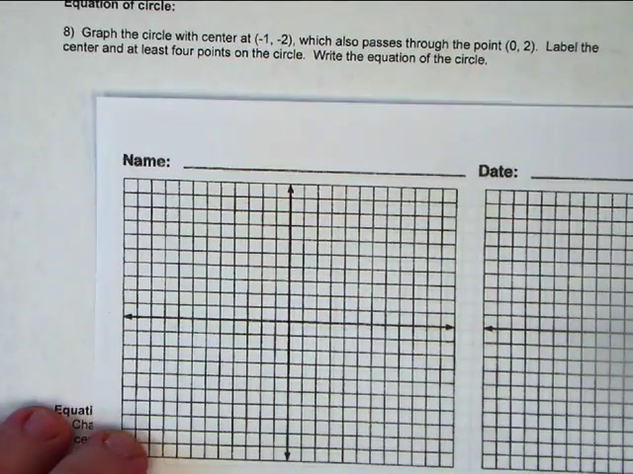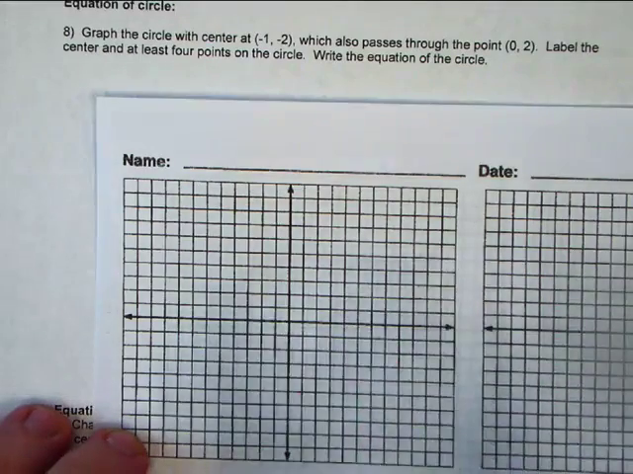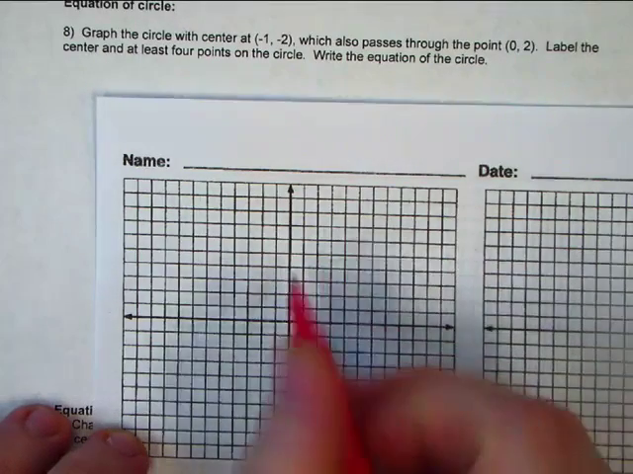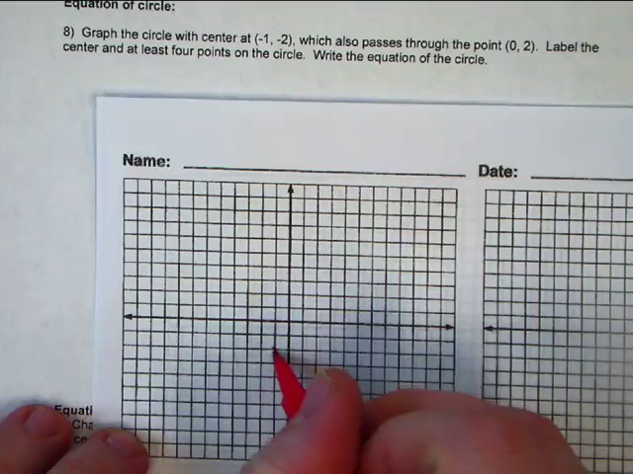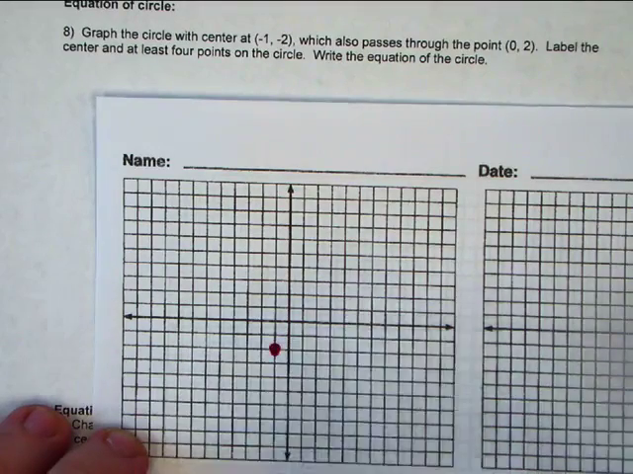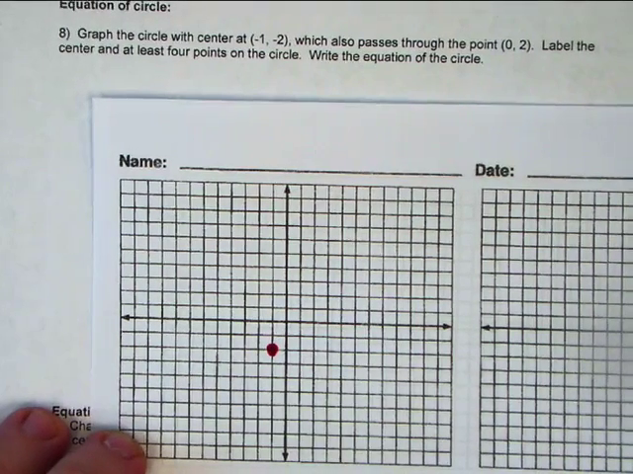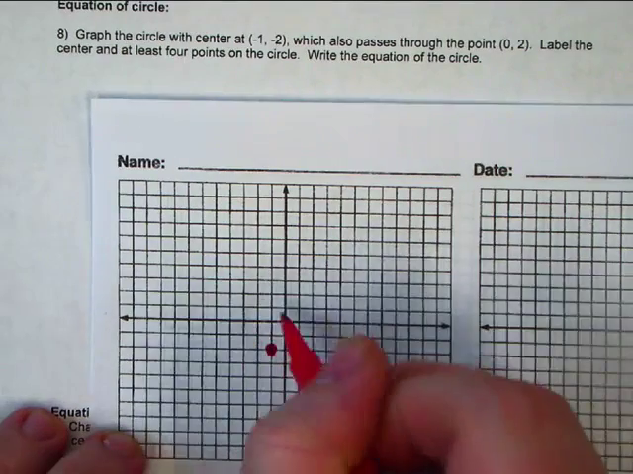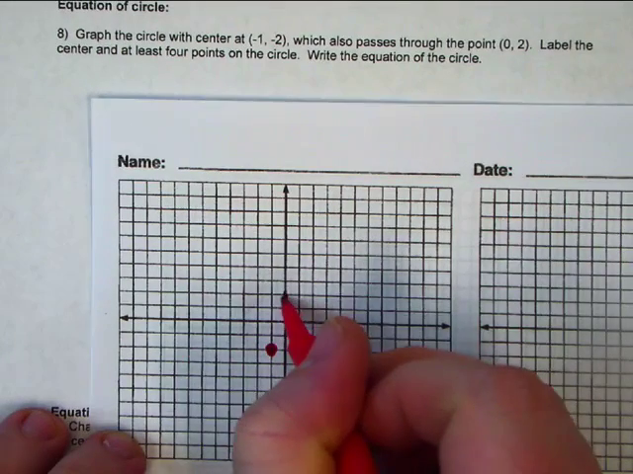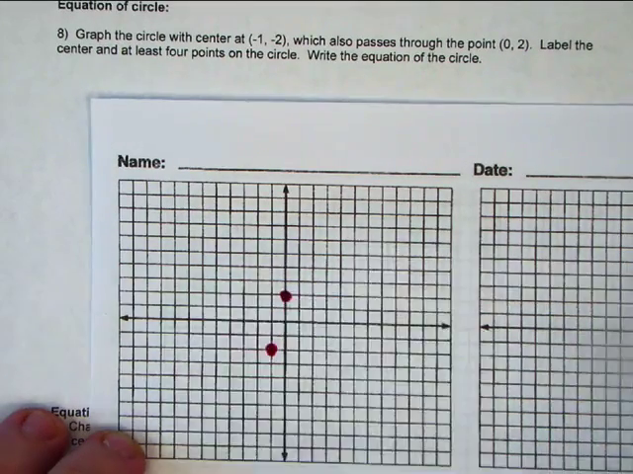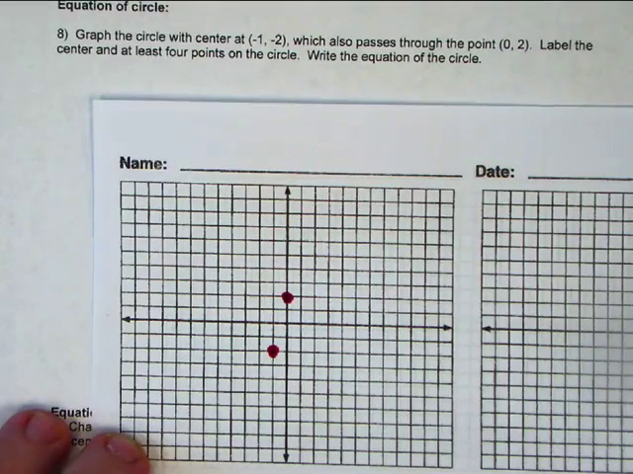Graph the circle with the center -1, -2. So we're already told where the center is, -1, -2. And it passes through 0, 2. So if I go 0 and then up 2, that's one of the points on the circle. Label the center and at least 4 points on the circle. Write the equation of the circle.